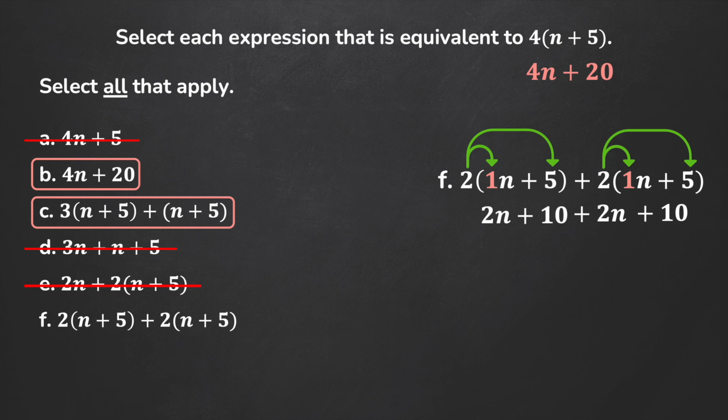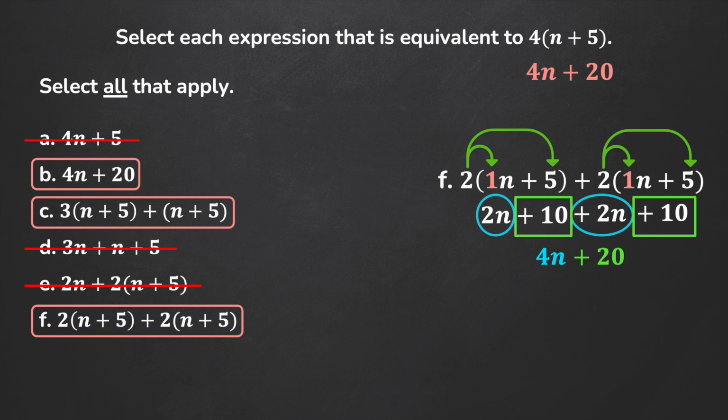Now let's combine like terms. Here we have 2n and 2n. 2n plus 2n is equal to 4n. And then we have 10 and 10. 10 plus 10 is 20. And it ends up simplifying to 4n plus 20, meaning that F is also a solution.